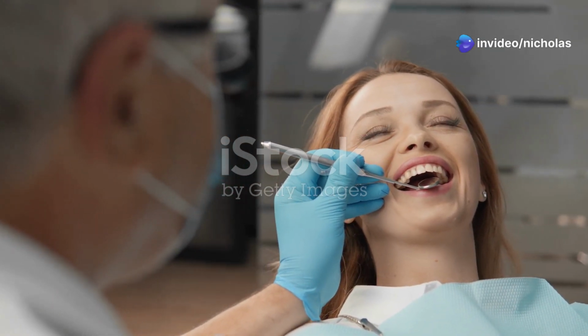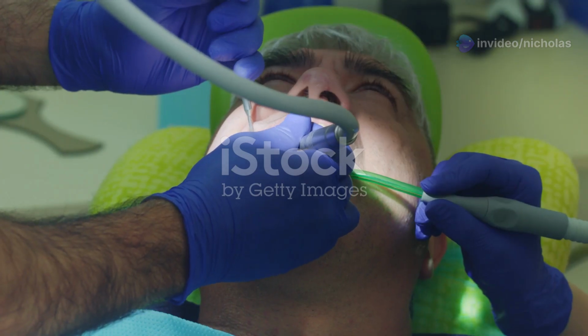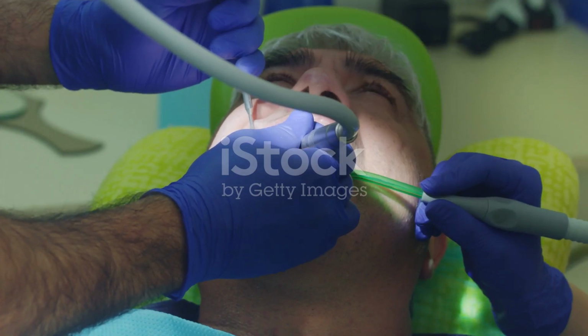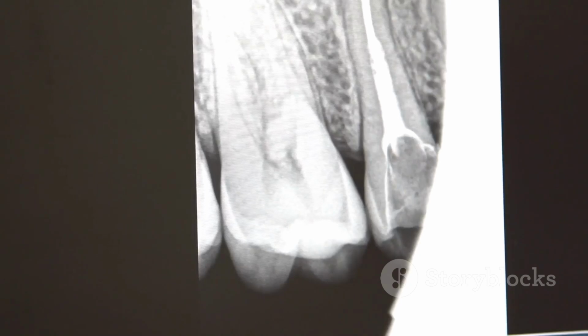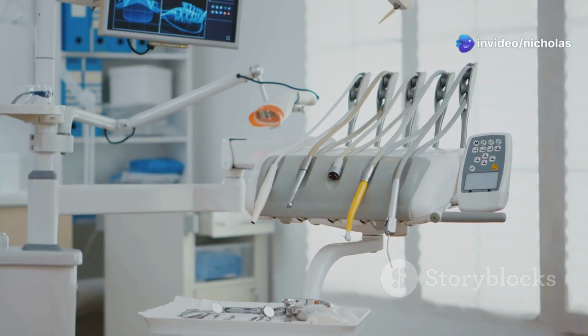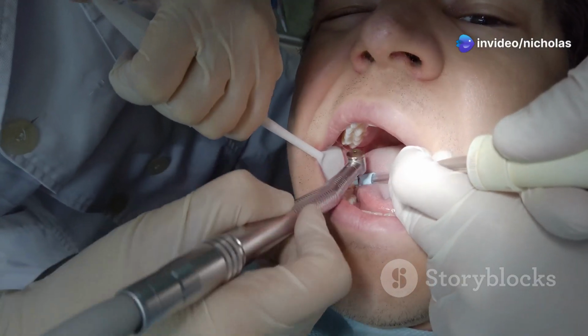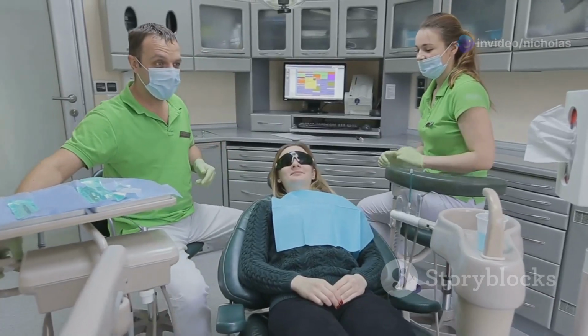Saving your smile. When a root canal becomes necessary. A root canal is a procedure that can save a severely damaged or infected tooth. Inside each tooth lies the dental pulp. This pulp contains nerves and blood vessels, keeping the tooth alive. When this pulp gets infected or damaged, it can cause a lot of pain. This is where a root canal comes in.